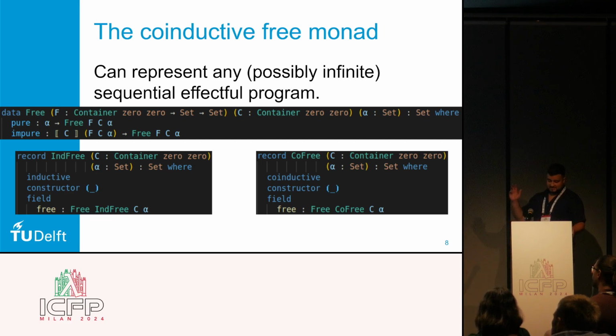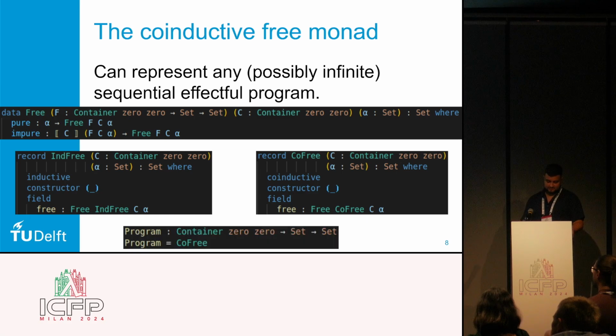Here, the IntFree record is completely isomorphic to the data type Free from the previous slide, and the record CoFree is the record for the co-inductive free monad which we need. So from now on, we're going to use the co-inductive free monad as our representation of programs. So we'll just put this alias to use.